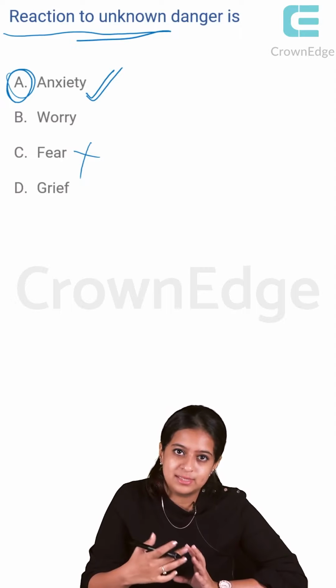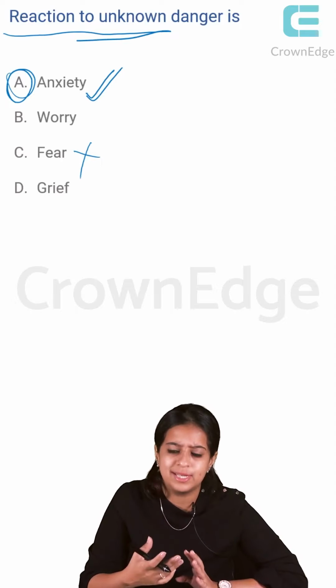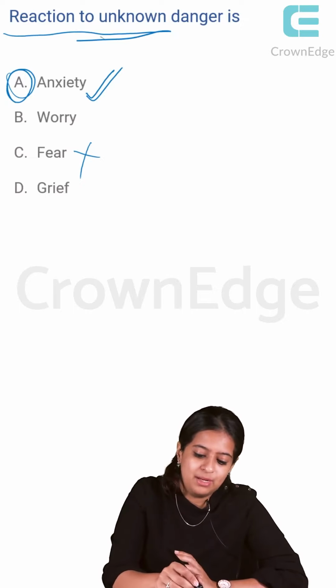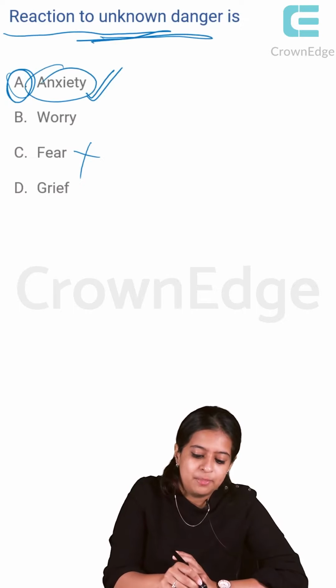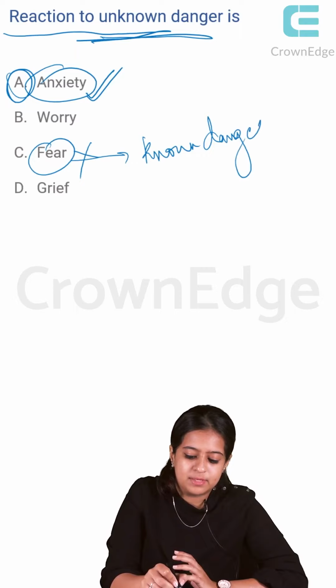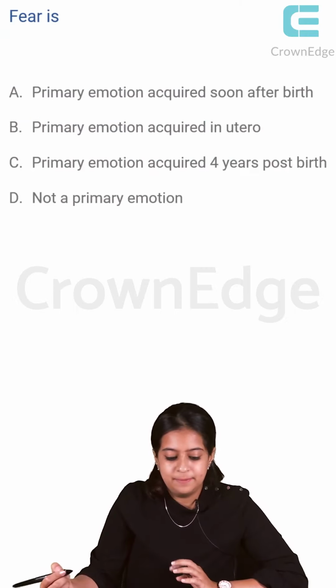Fear is, you know, the external stimulus which has already been there. So you know what the danger is, and that's why you are scared. So it's a reaction to a known danger. Whereas anxiety is a reaction to an unknown danger. So keep this in mind. Unknown danger is always anxiety. Known danger is always fear. Okay, keep this in mind. Okay, so let's move on to our next question.